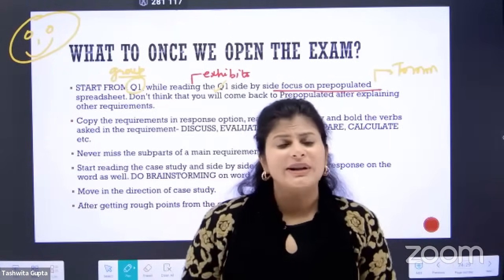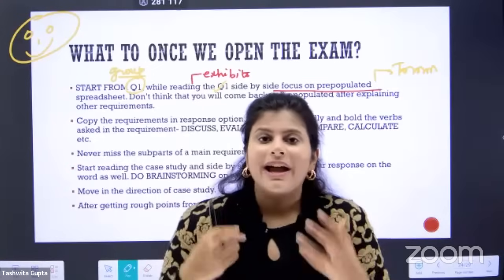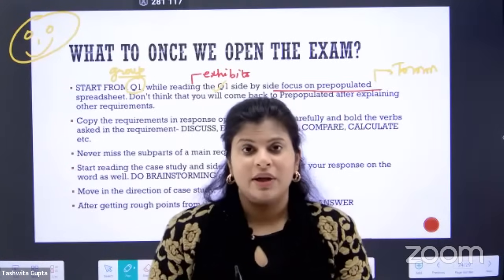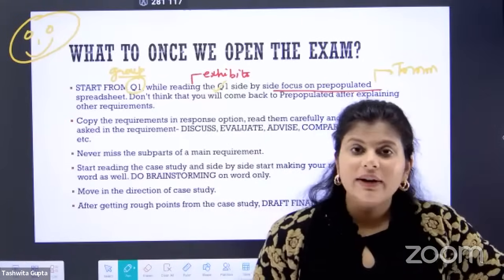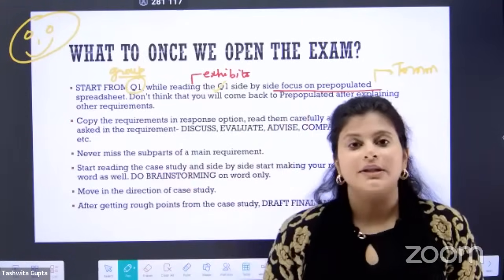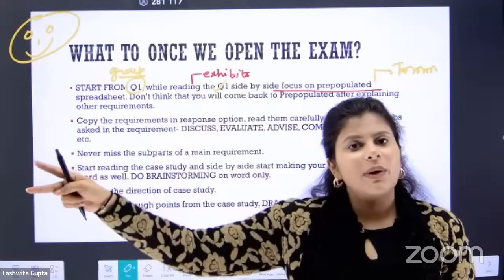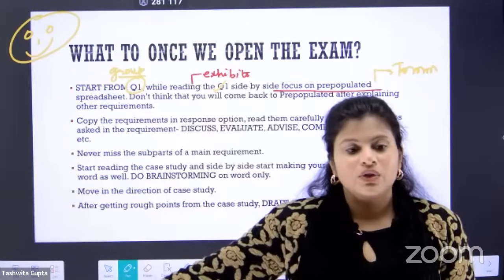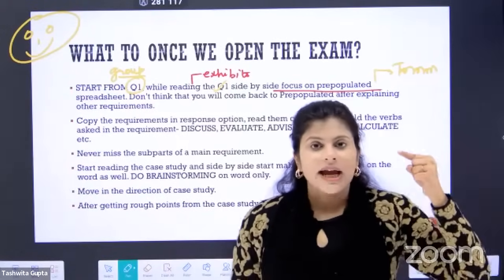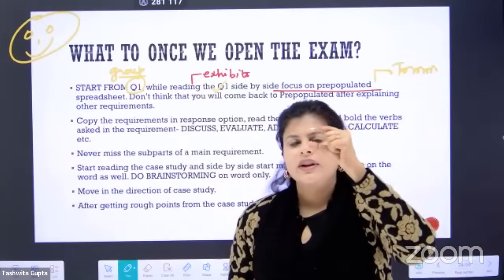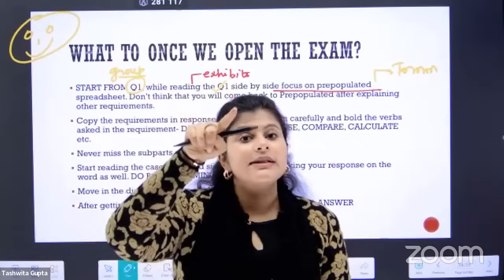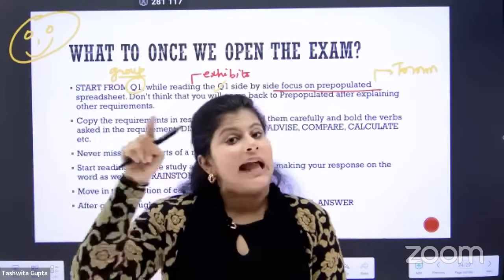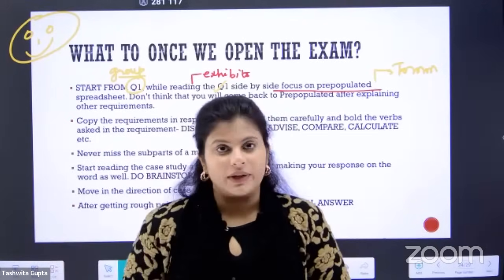You can't read the exhibits again and again, no? You have to utilize your time. So if I've read the exhibit once, with that one reading, I'm dealing with 3 requirements: 2 explanatory requirements, 1 pre-populated. So I'll see and I'll think side by side. This point is given in the case study. This is how I will deal with it in A requirement. This is how I will deal with it in B requirement. And this is how I'll deal with it in pre-populated.